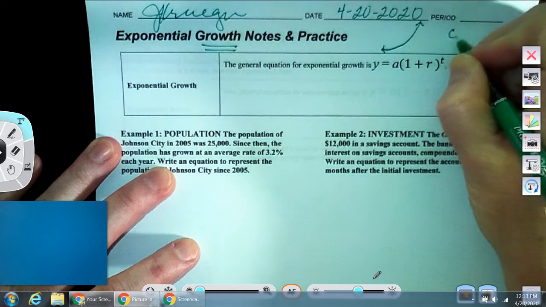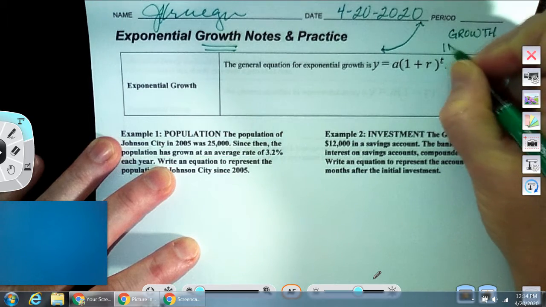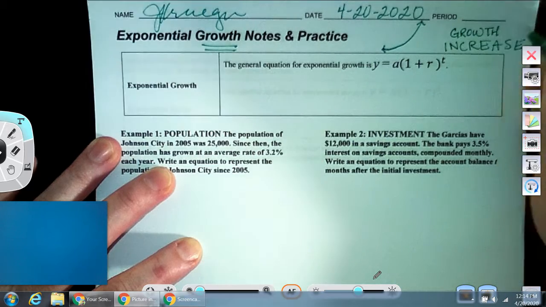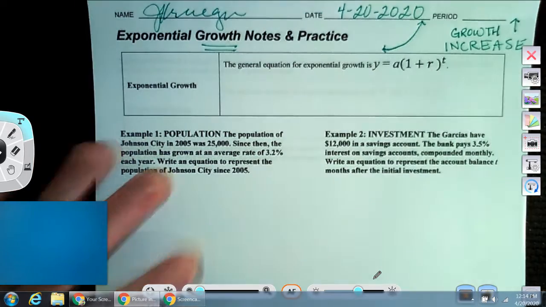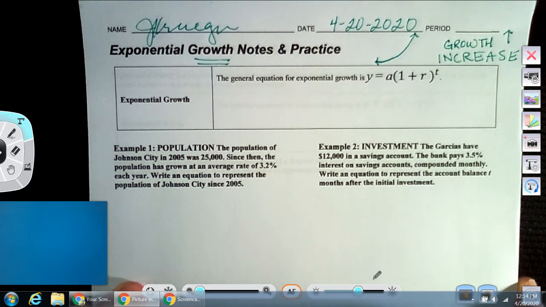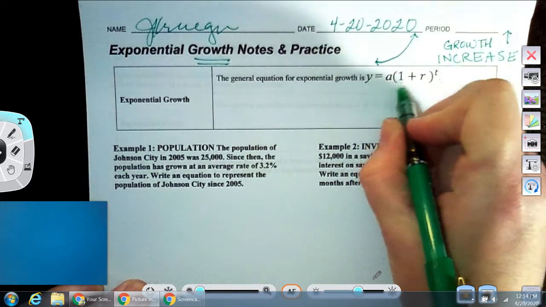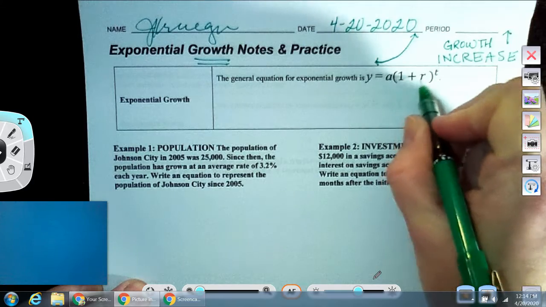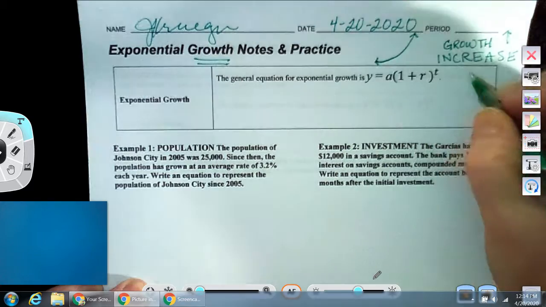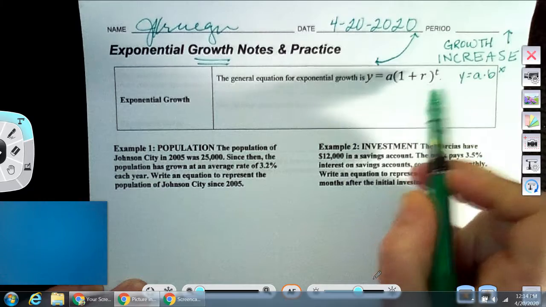Okay, so growth means there's an increase. Okay, it means it is getting bigger, moving up. Okay, and so the general equation looks similar to the function that we looked at in the zombie notes, but we've got a little bit of extra here. So we have y equals a parentheses 1 plus r all to the t power. Okay, so this is similar to the y equals a times b to the x, with a few differences.